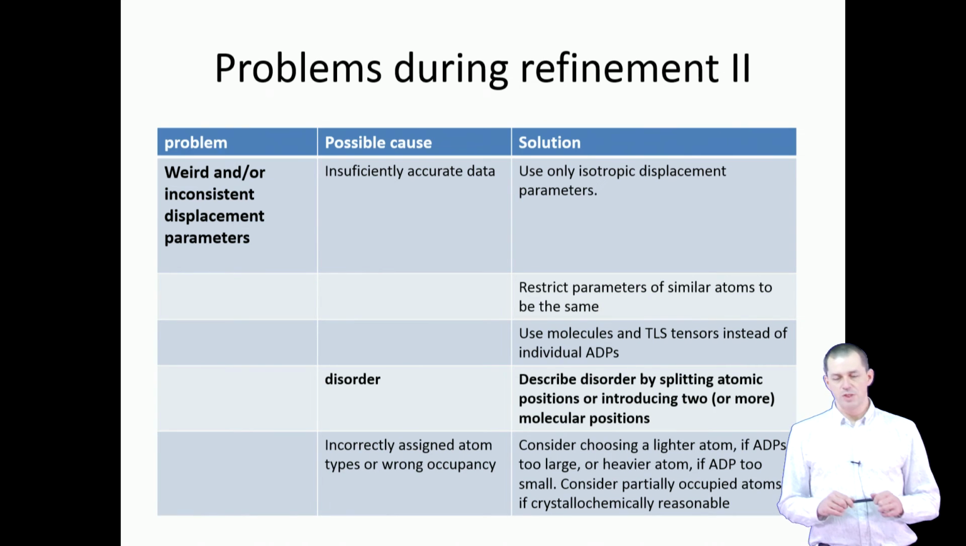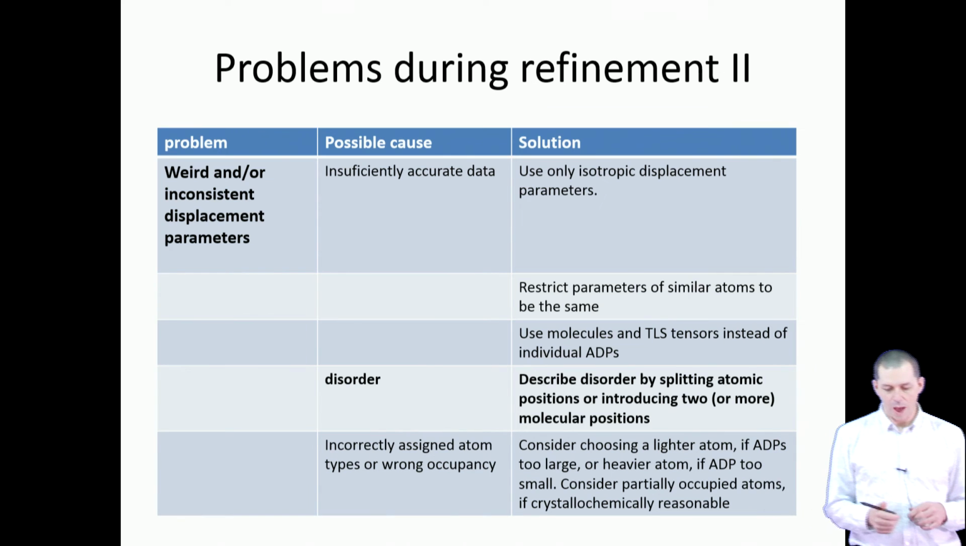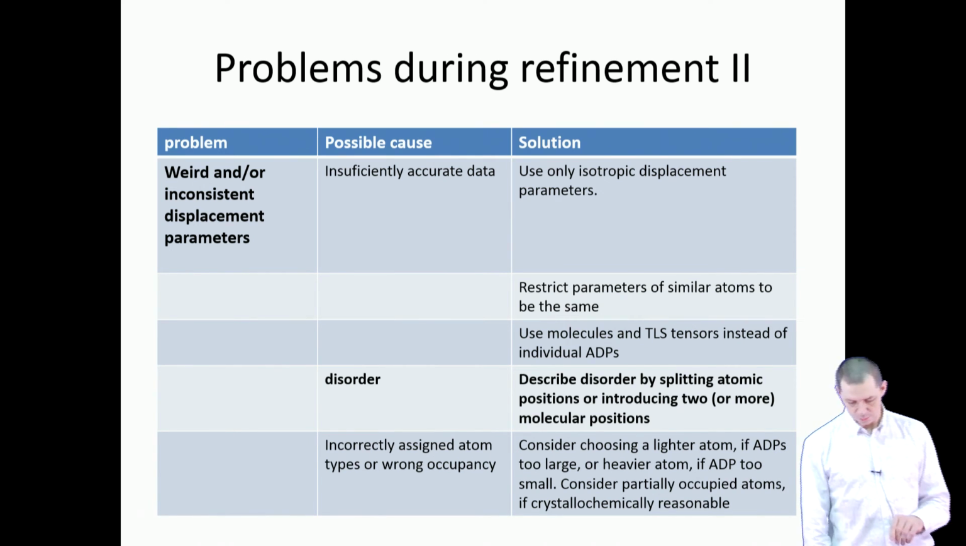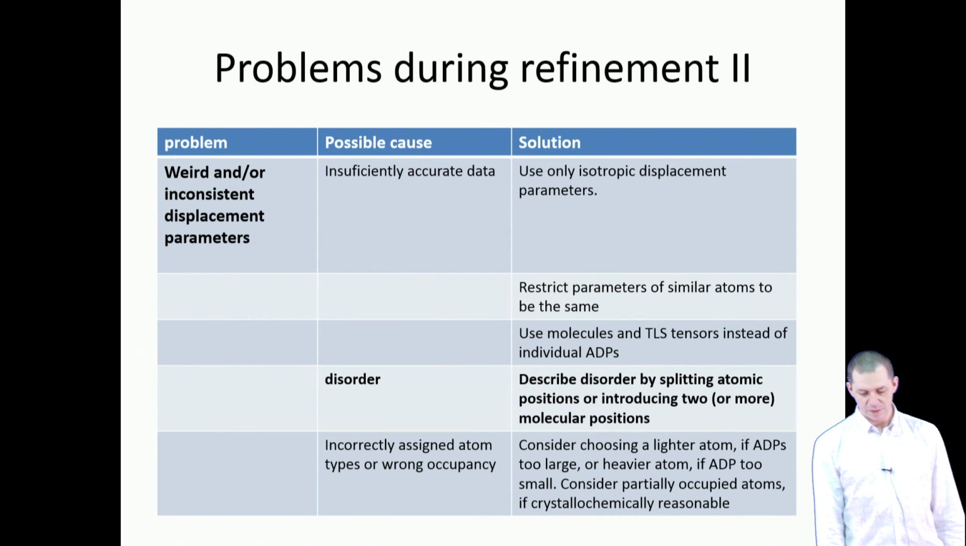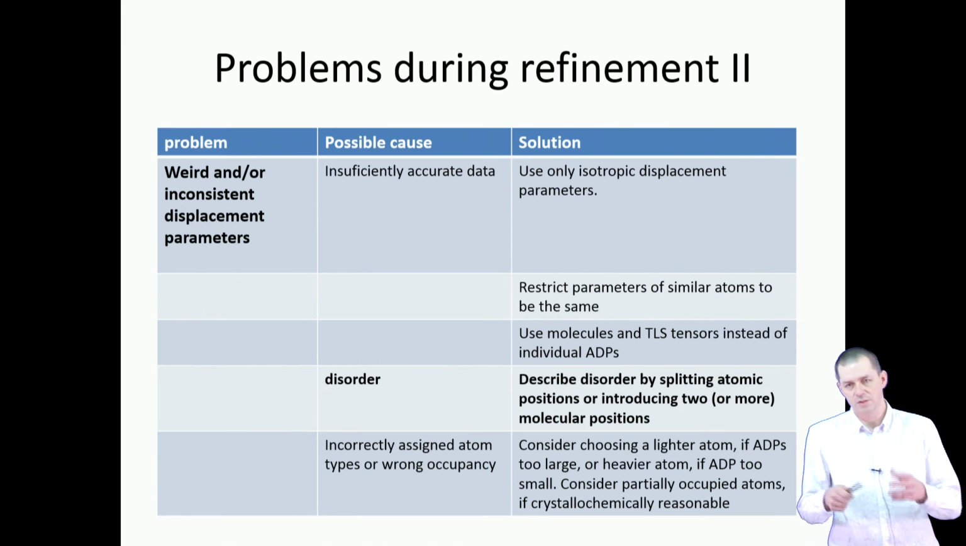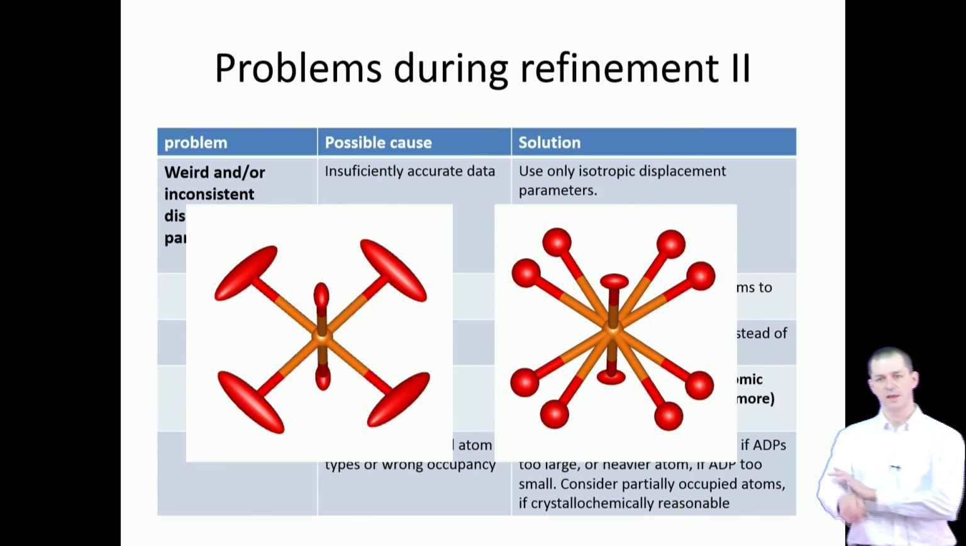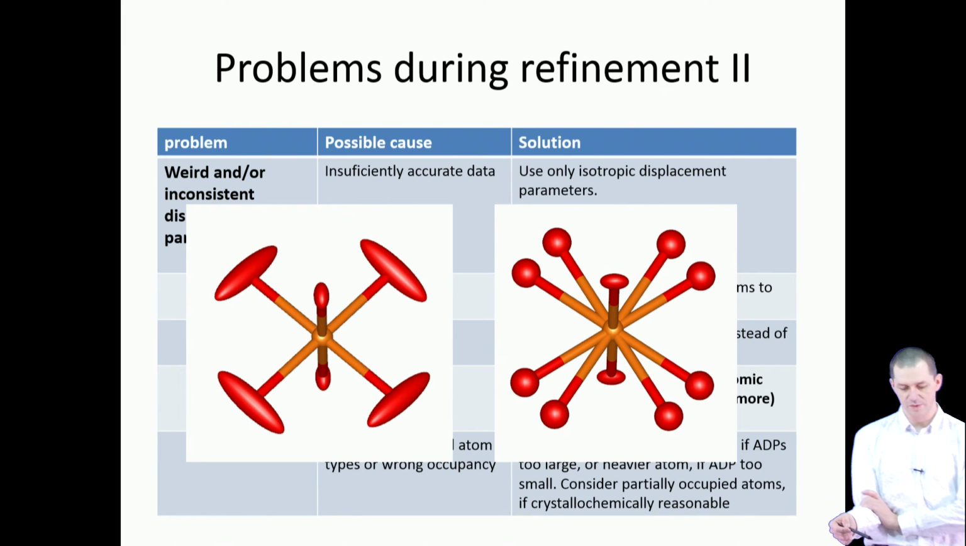Large displacement parameters, especially large displacement in one direction, are a fingerprint of disorder. So then you need to describe the disorder by splitting the atomic positions or introducing two or sometimes even more molecular positions. And I'm using again the same example that I used already several times.